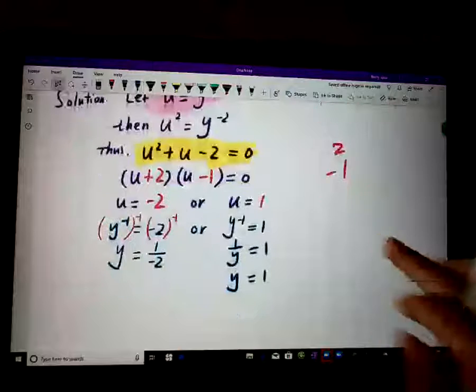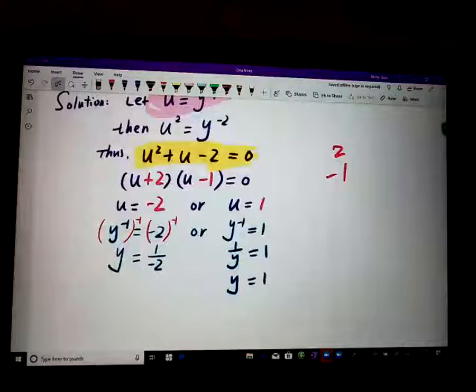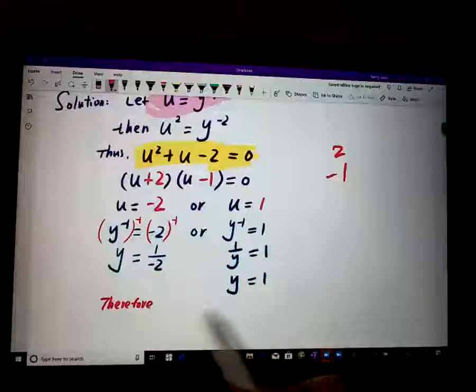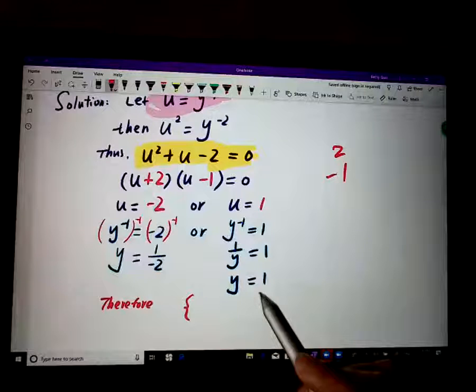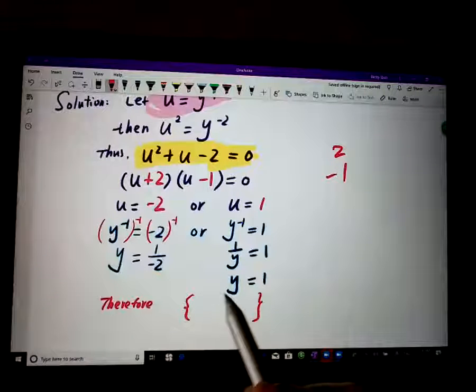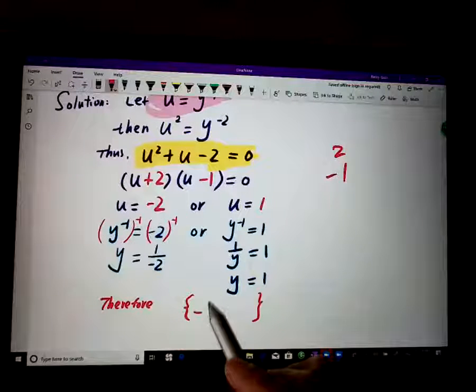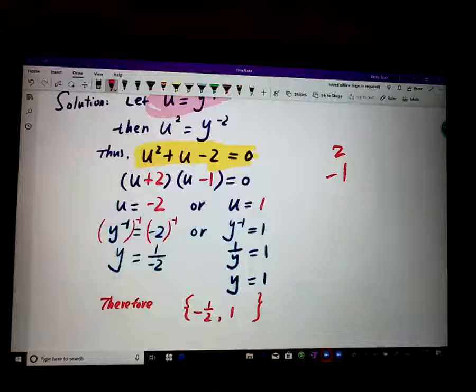Okay? So we finish this problem, we can make a conclusion. Because we are solving the equation for y, right? You can make a conclusion. Therefore, the equation has two solutions. Well, the solution set of the equation is a set containing two values, -½ and 1. The original equation has two solutions.